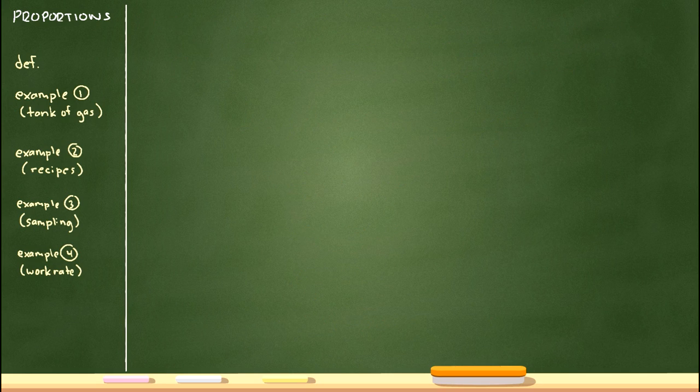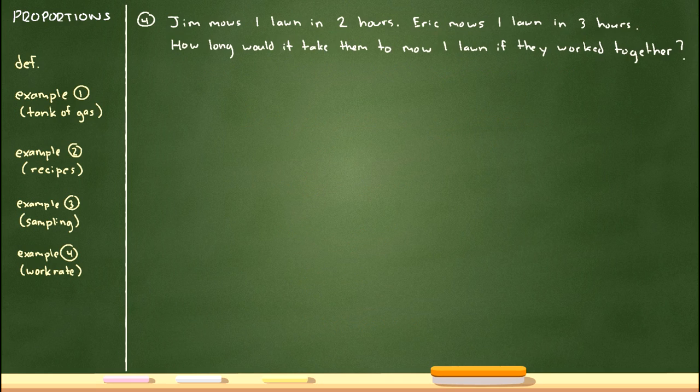Now, moving on to example number 4. So example number 4 involves work rate, and I talked about work rate in an earlier video. Just to remind you, work rate is equal to the amount of work done divided by the time it takes to do that work. And we also have something called combined work rate if 2 people are working together. So we're going to need that in this case.